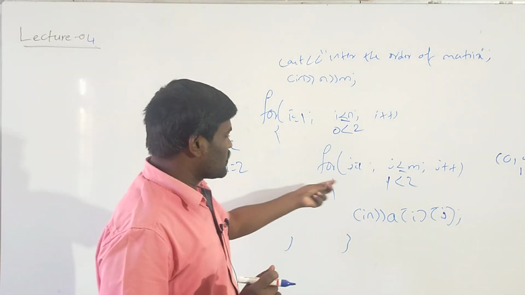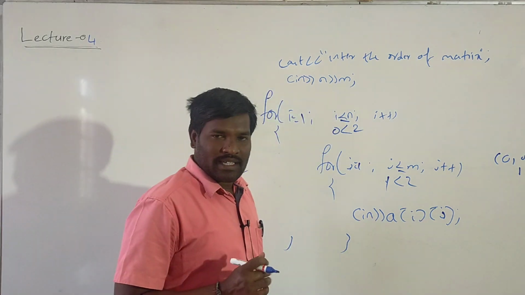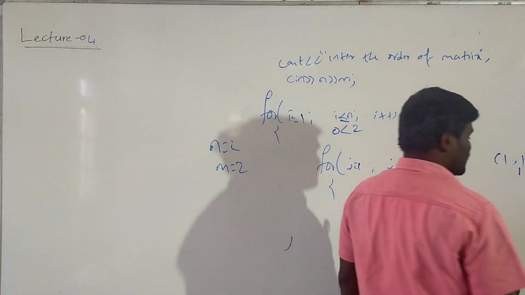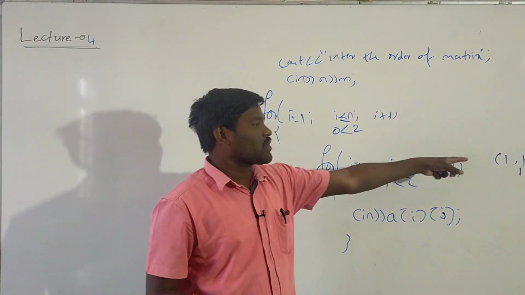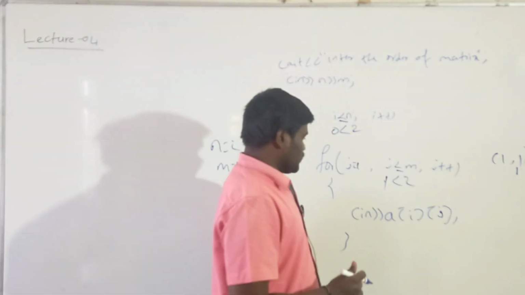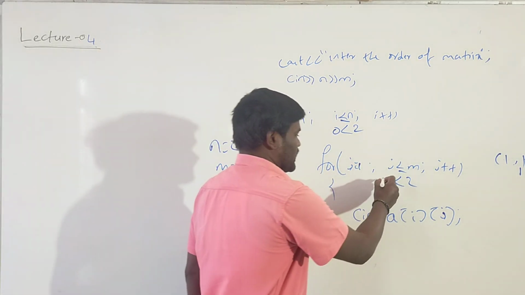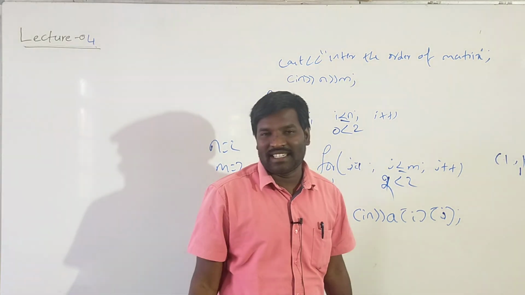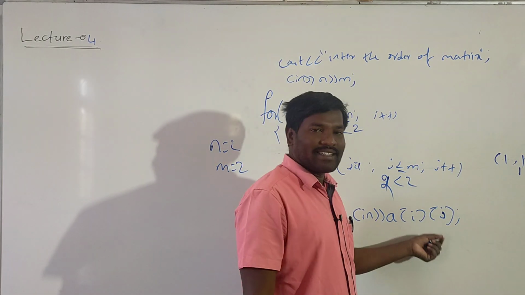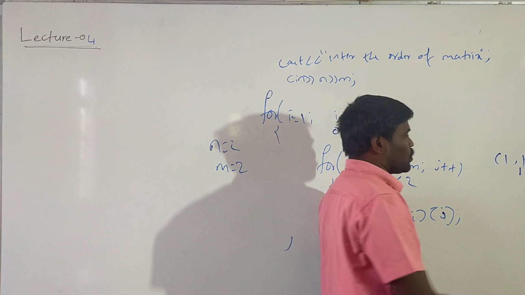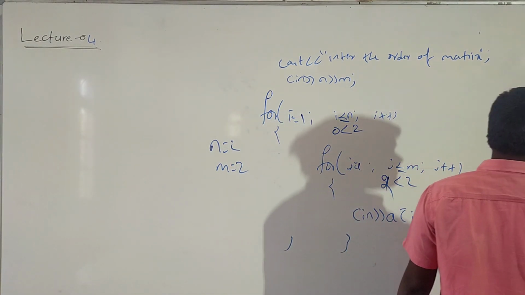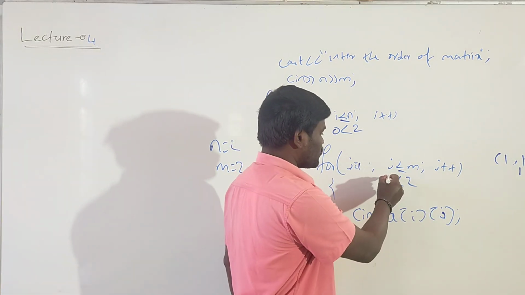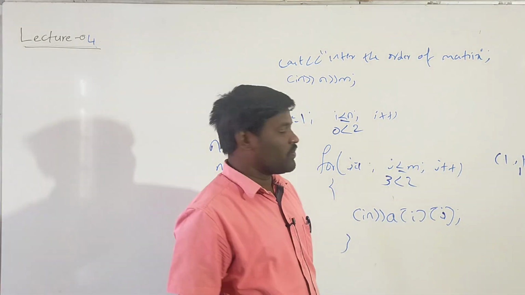So now, initially 1 is less than 2, the condition is true, so I can enter 1. It is stored in 1, 1. Here 1, 1 means first row, first column. Next, second time, j will be incremented, j becomes 2, 2 is less than or equal to 2, the condition is true, so I can enter 2. It is stored in 1, 2. That is first row, second column. Next, j becomes 3, 3 is less than 2, false.